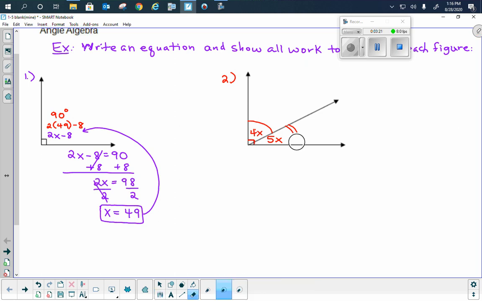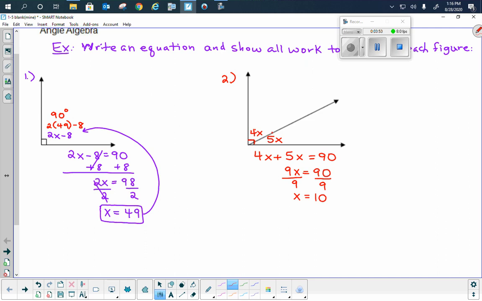Okay, so what that means, as an equation, without putting those markings in there, is that 4x plus 5x, both of those angles added together, would equal exactly 90. So there's the equation that you have to write for me. Then combining like terms, you would have 9x equals 90. The opposite operation from multiplication is division, so divide by 9. The 9's would cancel on the left, leaving you with x, and you would get x equals 10.